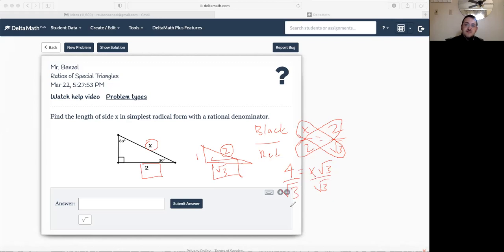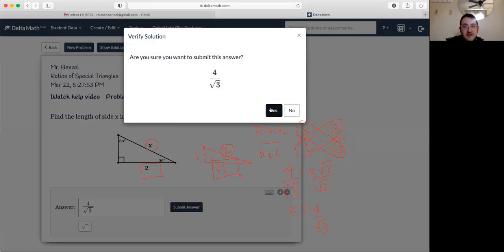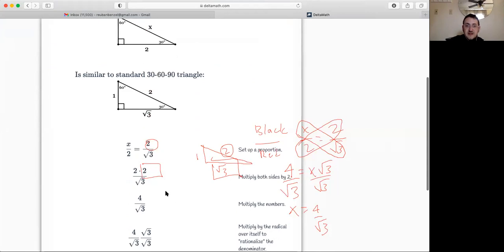And I'm going to show you something funny that happens. So I have x equals 4 over square root of 3. And I'm going to try and see what happens. And it actually marked me wrong. Now, one way that I can tell that I got the geometry right, at least, is that I actually got 4 over square root of 3 as an intermediate step. And if this was the only thing that you did, I'd go, 3.5 out of 4.